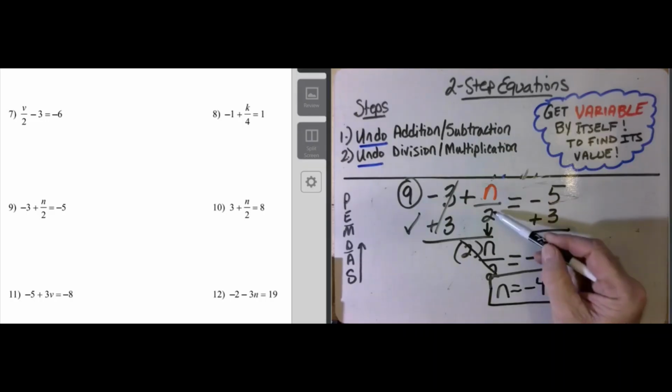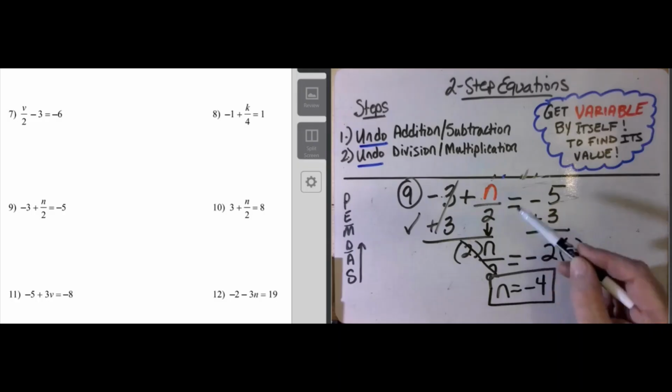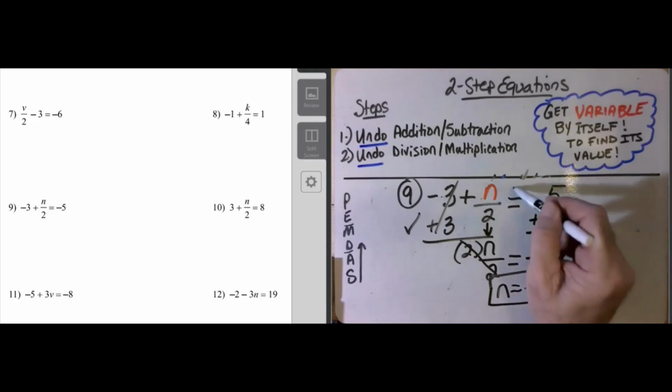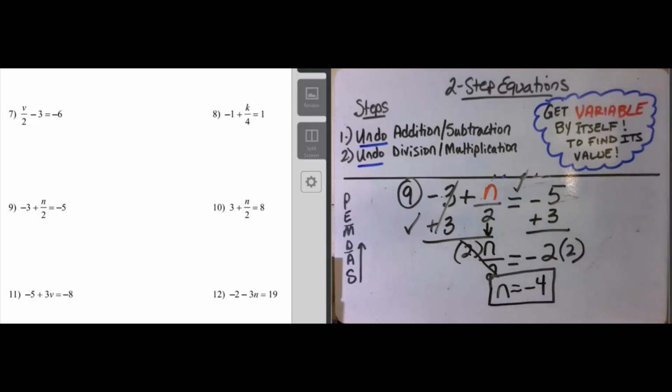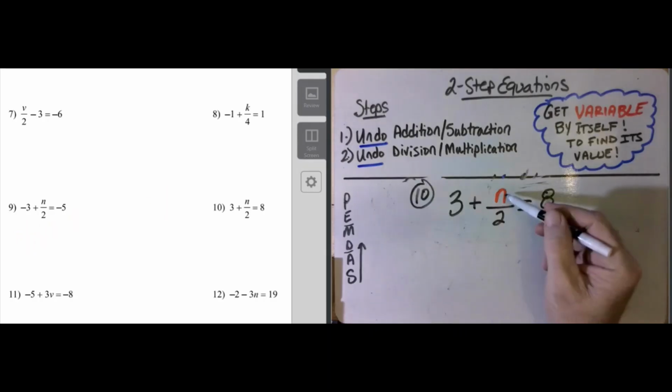Negative 4 divided by 2 is a negative 2. Negative 3 plus a negative 2 is a negative 5. Negative 5 equals negative 5. We know we got the correct answer. Let's move on to number 10. The variable term is n over 2.